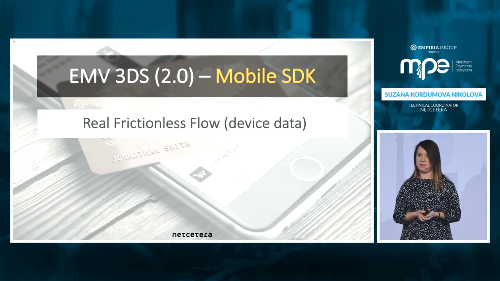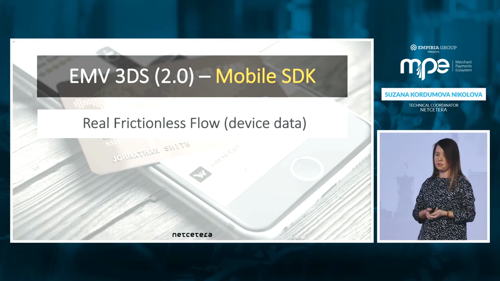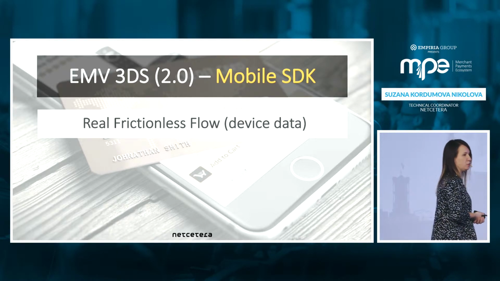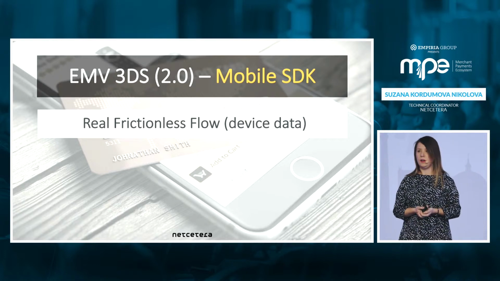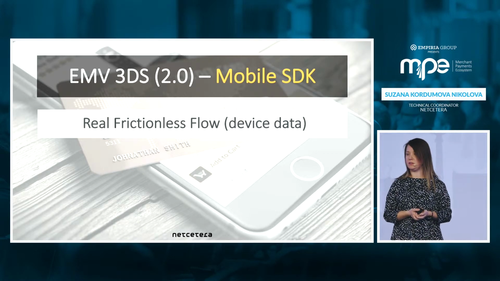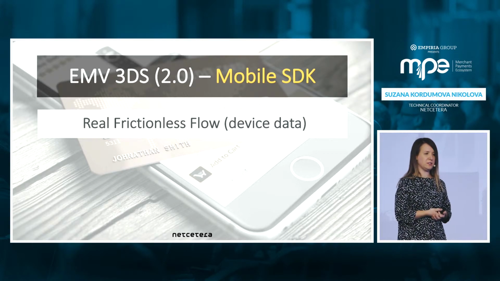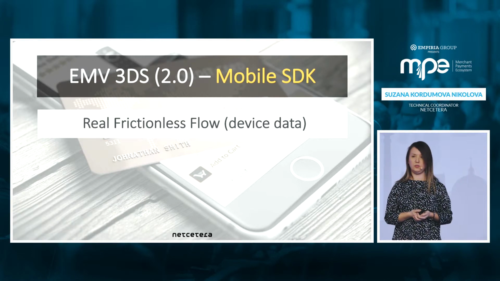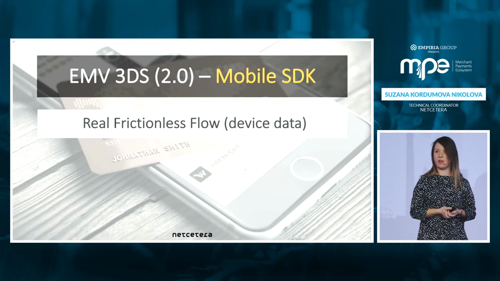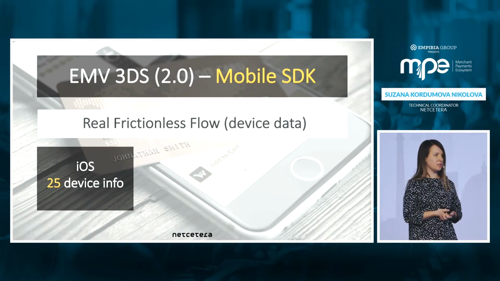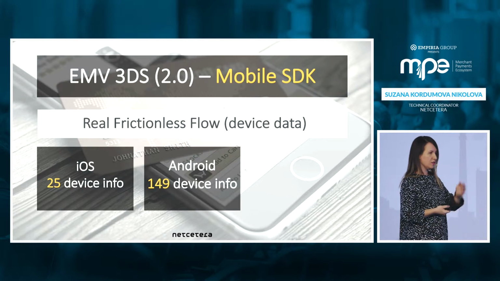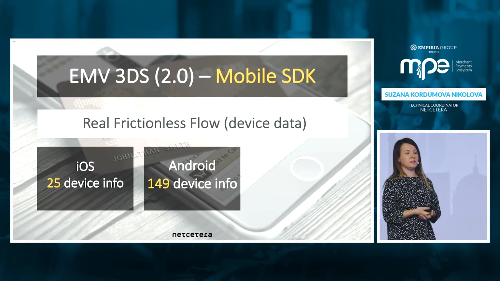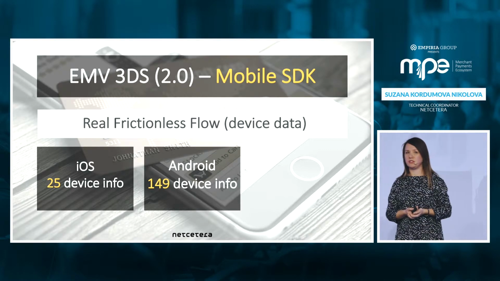I've explained all the benefits that this EMV 3DS offers, but that's not the real magic of this new protocol. The most important thing is that it allows real frictionless flow. Real frictionless flow means that the user can have a 3D secure payment transaction without having additional user input from their side. And this can happen with the new protocol using the SDK that collects a lot of device data. On iOS, it collects 25. On Android, it's around 150. This is because the platform is much more open. All this data that is collected by the SDK is then sent through all the 3DS components to the ACS, which does the risk analysis.